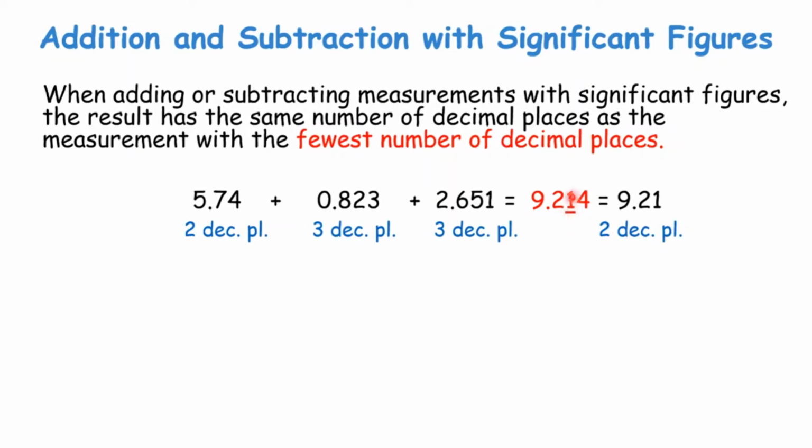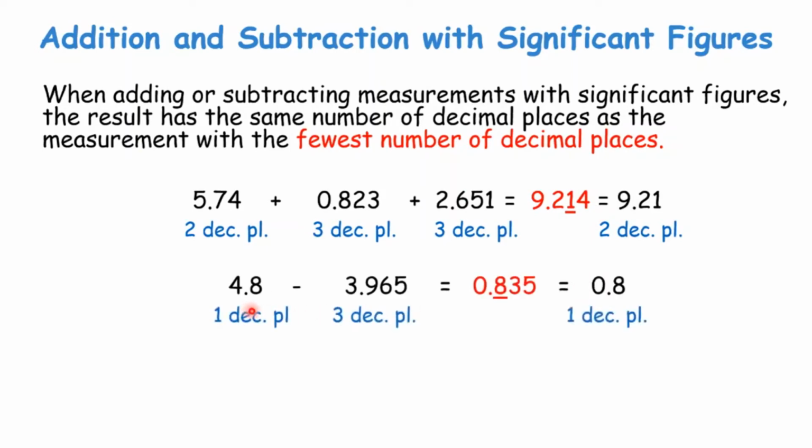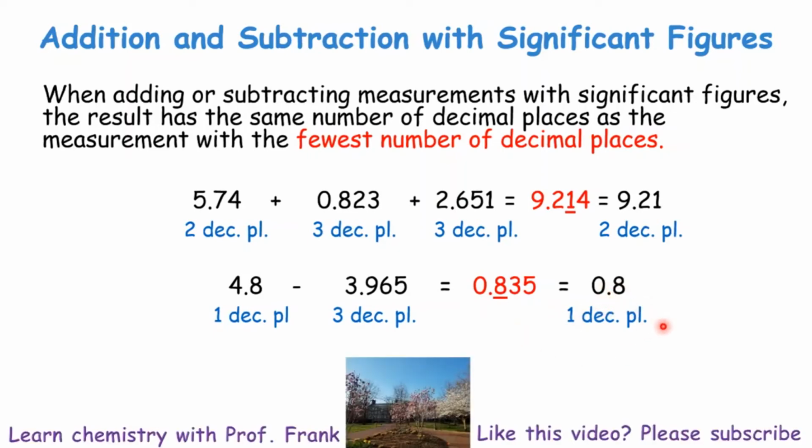Again, I underline the last digit and then look at 1 digit next to it, so then carry out the rounding. On this one, 4.8, that's 1 decimal place. Here, 3 decimal places. Then for the final answer, we should keep 1 decimal place. So again, 3, that's less than 5, we just drop it. So therefore, keep 1 decimal place, 0.8. That's the correct way of reporting the result when you perform mathematical operations with sig figs.